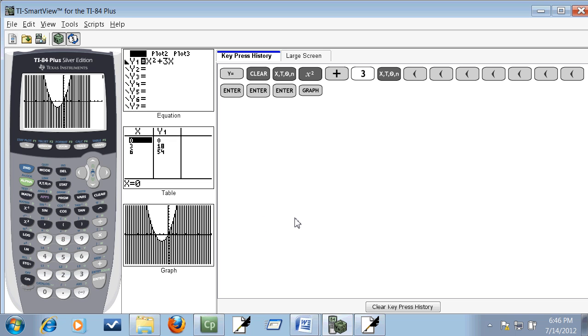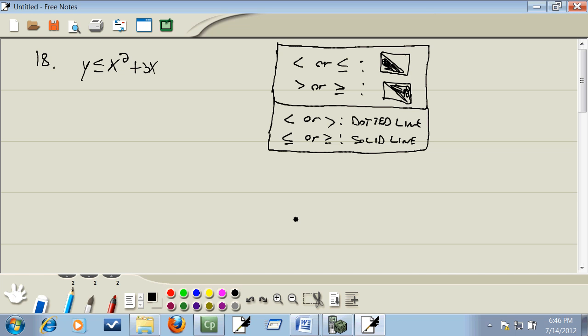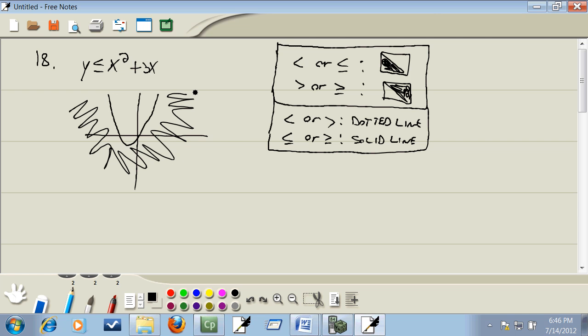Now the only thing this doesn't give you is whether it's a dotted or a solid line. Since it's a less than or equal to, that tells us it's going to be a solid line. And when I say solid line or dotted line, I'm talking about what separates the shaded region from the non-shaded region. So that's going to be a solid line, and then we got this shaded right here. That would be our answer.